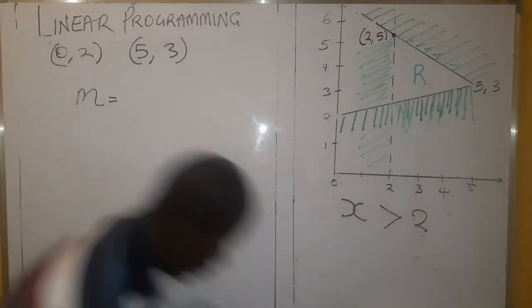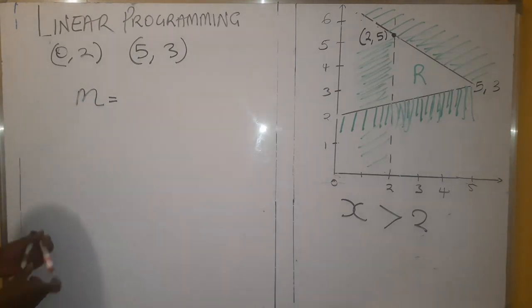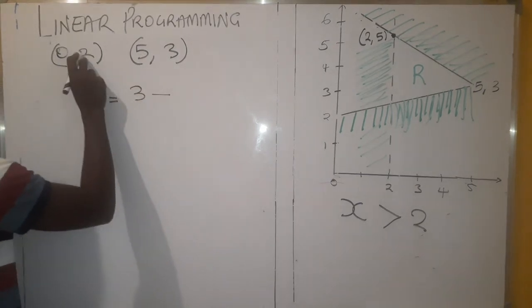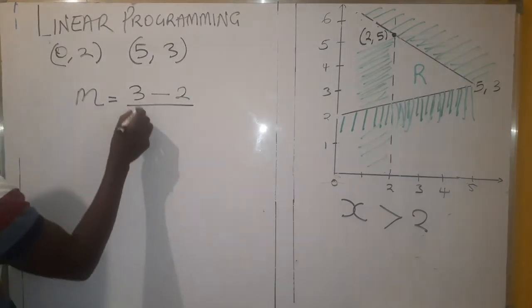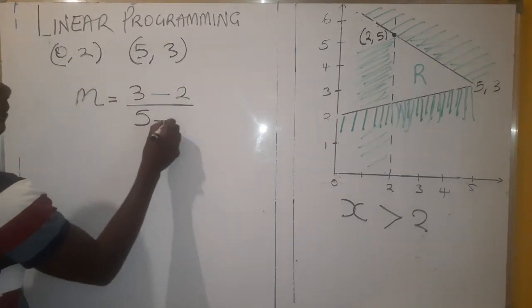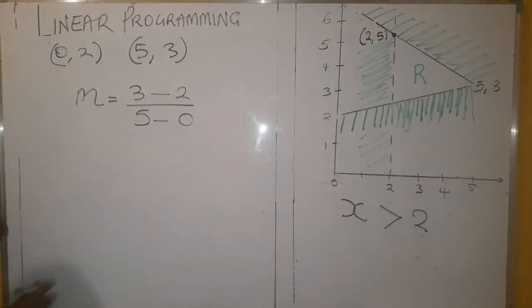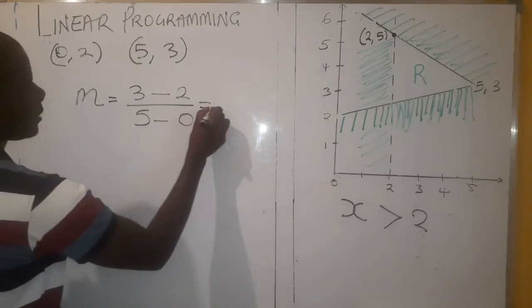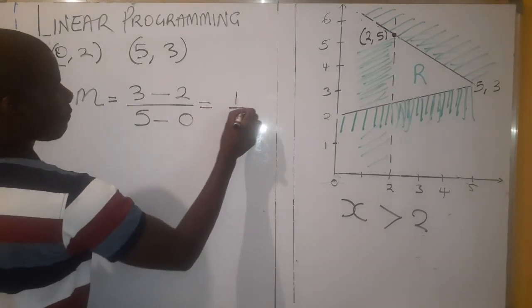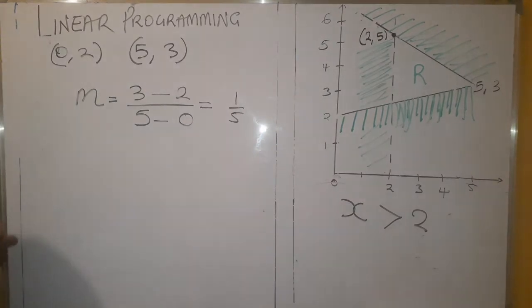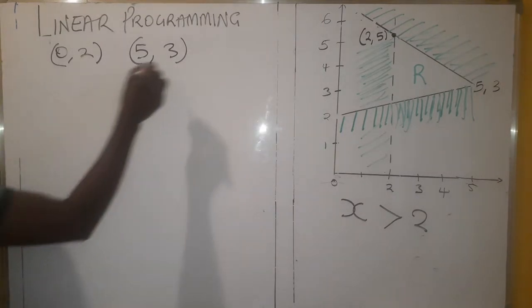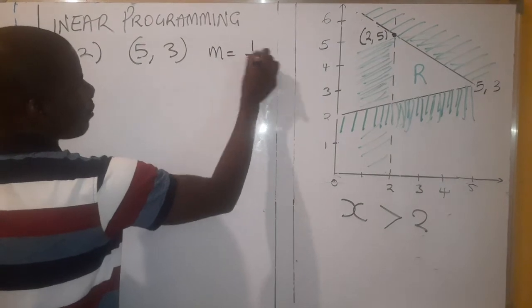Gradient M is equal to y2 minus y1 over x2 minus x1. What is our y2 here? Our y2 is 3, minus our y1, which is 2, over our x2, which is 5, minus 0. We are getting 1 over 5 as our gradient.